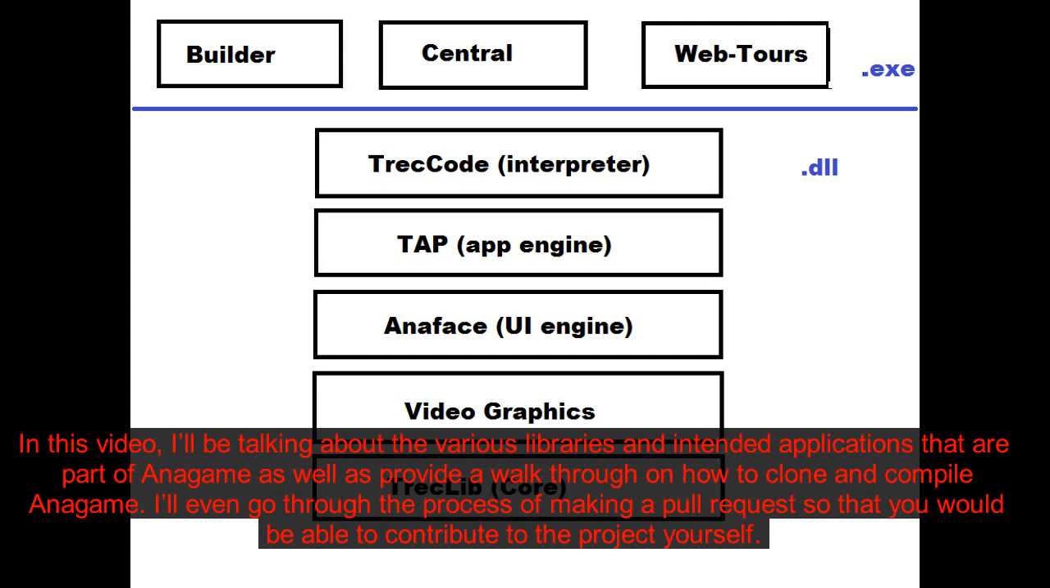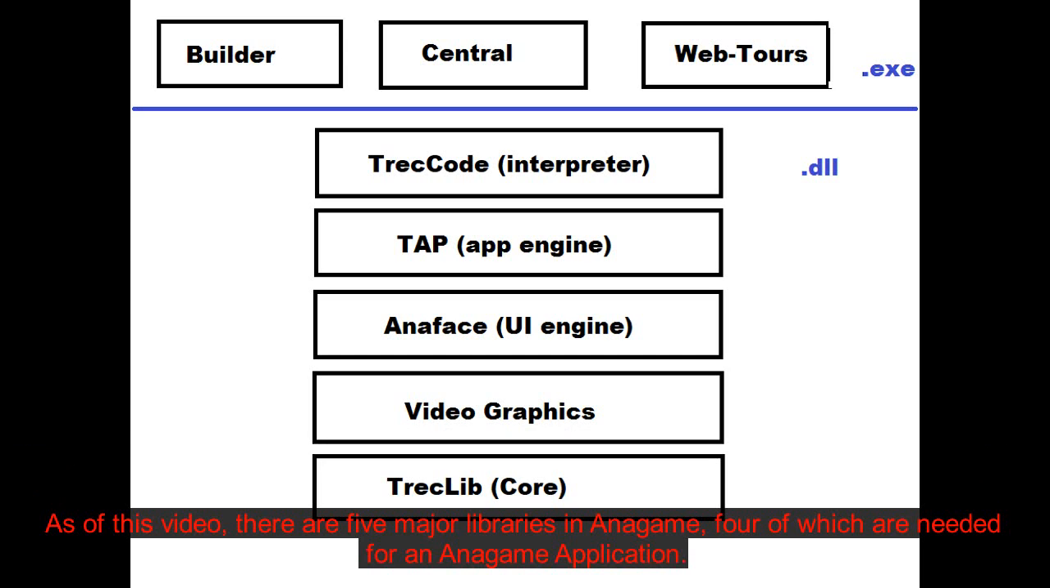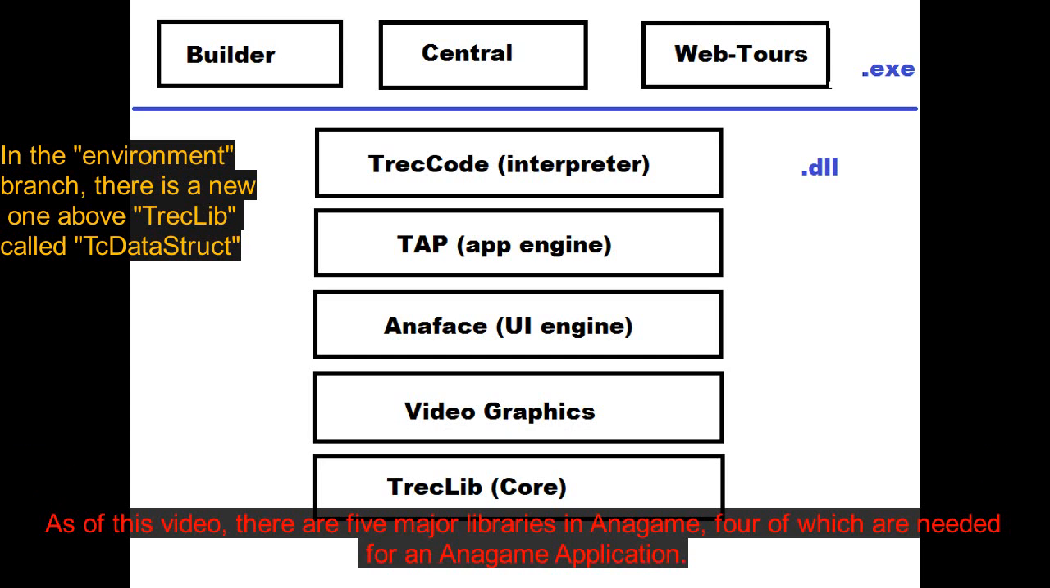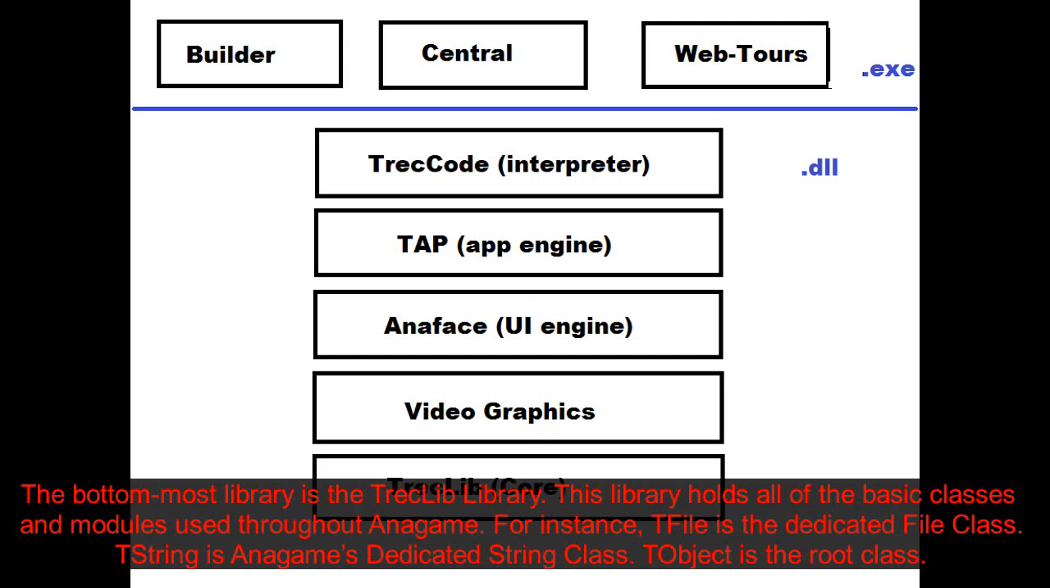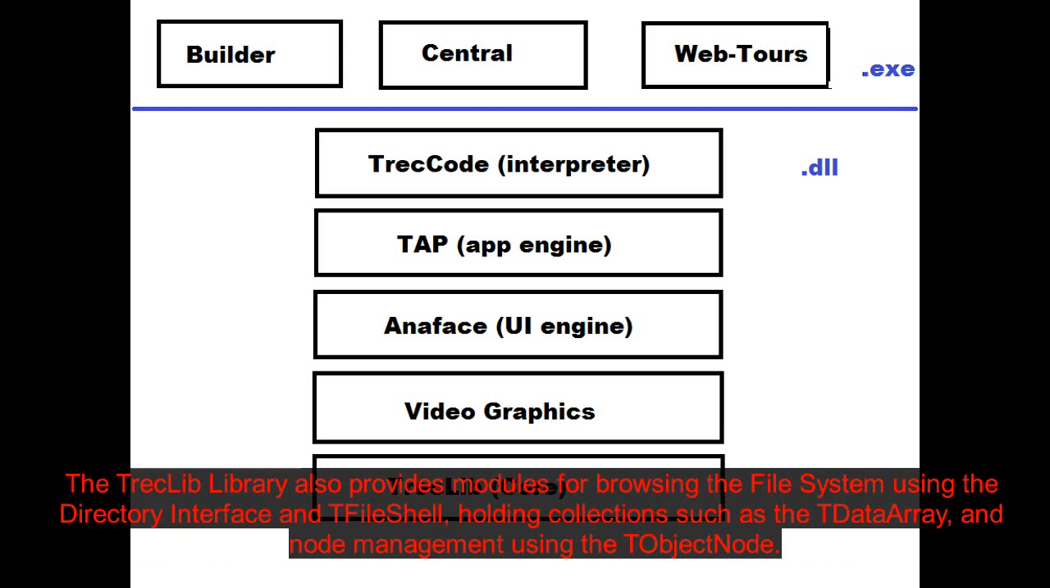As of this video, there are 5 major libraries in Anagame, 4 of which are needed for an Anagame application. The bottommost library is the TrekLib library. This library holds all of the basic classes and modules used throughout Anagame. For instance, tfile is the dedicated file class, tstring is Anagame's dedicated string class, object is the root class. The TrekLib library also provides modules for browsing the file system using the directory interface and tfile shell, holding collections such as the tdata array, and node management using the tObject node.